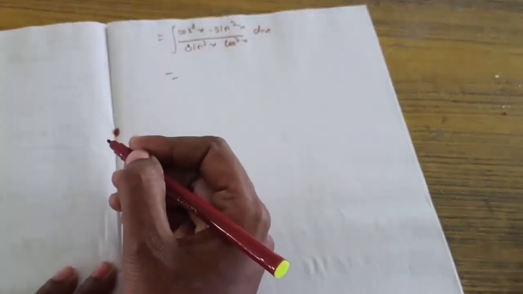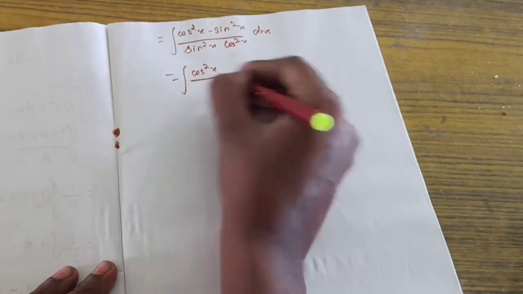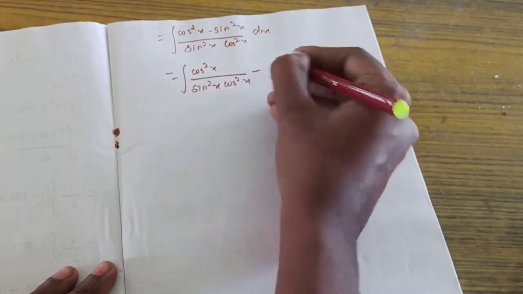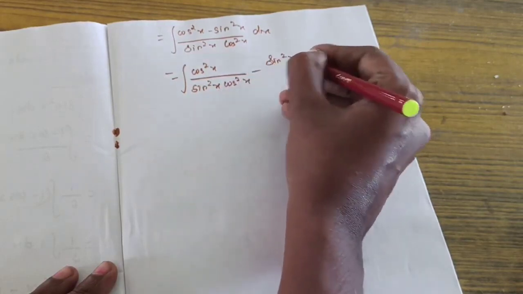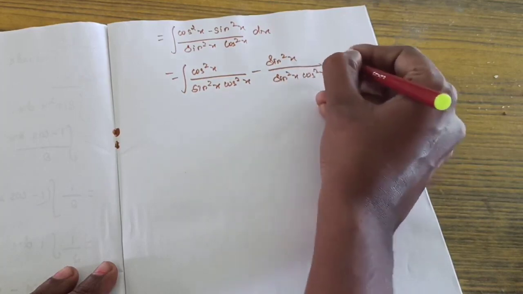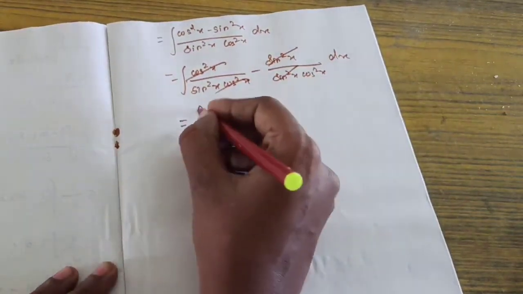Okay. Now split it. What will happen? Integration of cos square x divided by sin square x cos square x minus sin square x divided by sin square x cos square x dx. What are the terms? Cos square, sin square, sin square. What's the balance?